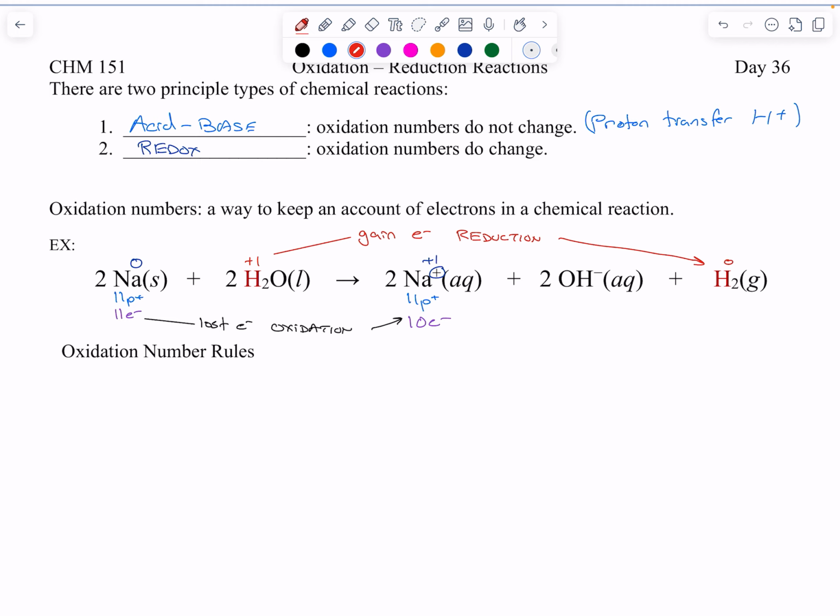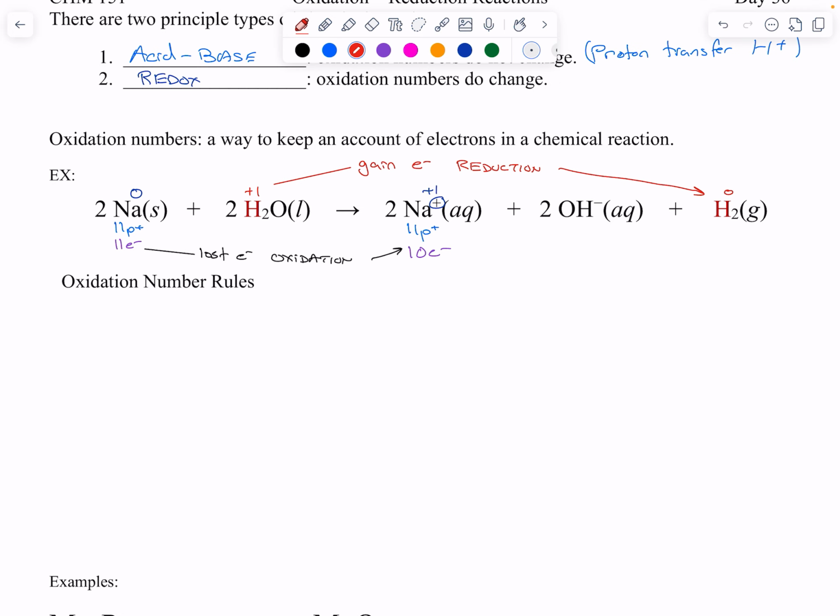So that's not as clear. There are some rules, some guidelines, to make sure that we have a very systematic way of figuring out what is going on. Because, again, the element by itself and the ion, which are the first two rules, are pretty straightforward, but then it gets kind of complicated. Although you kind of already know these rules, we're just going to put them in order.